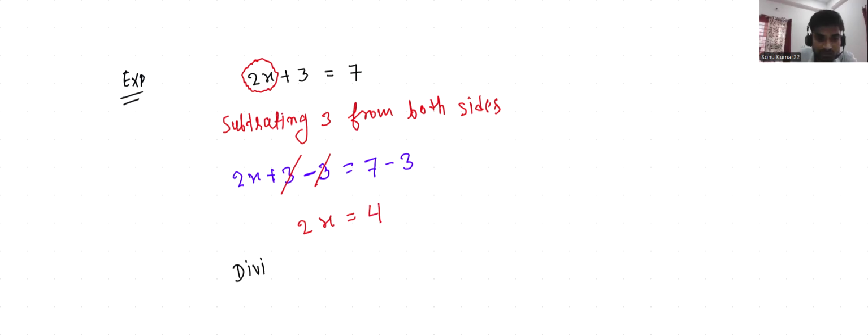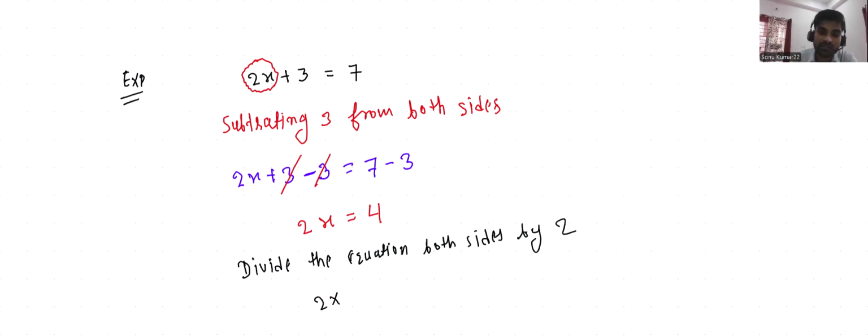Division by 2, or you can say divide the equation on both sides by 2. So I can write here 2 into x, since 2x means 2 into x. We are dividing by 2. Now here, 4 divided by 2.